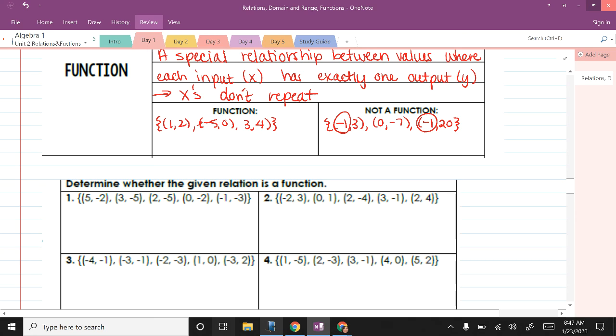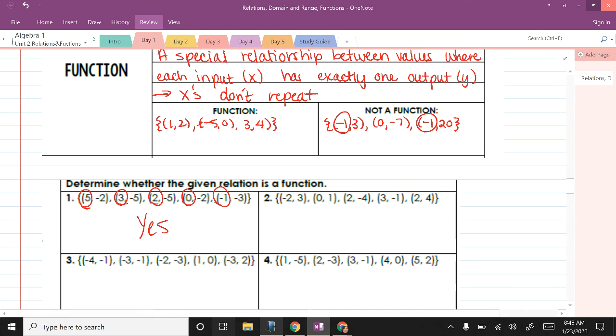So that whole rest of that sheet in your notes, that's what we're going to do. We're looking at x's. So number 1. That's all you have to do. I'm looking at the x's. Are they all different? Yes. So yes, this is a function. You don't even look at the y's. You just write yes or no.